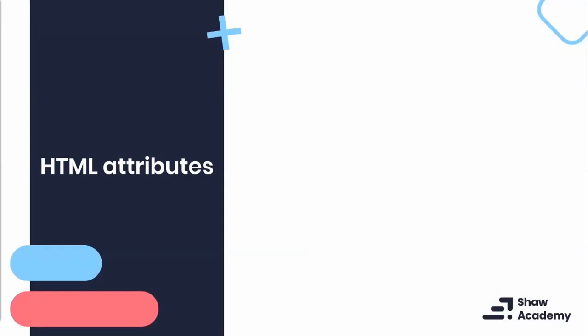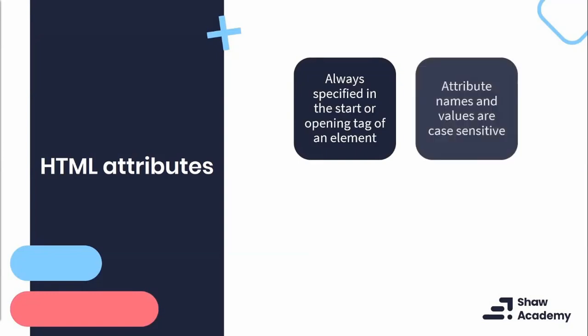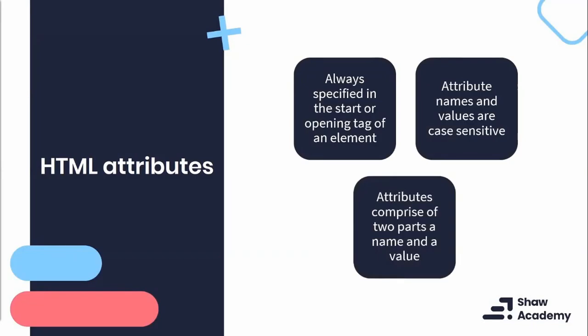Now, when it comes to attributes, there are a couple of things that we must keep in mind. The first is that an attribute is always specified and designated in the opening tag of an element. This is extremely important, okay? And then following this, attribute names are case sensitive, so you cannot use uppercase and lowercase as a mixture when you are specifying attributes. And then lastly, an attribute comprises two parts, and these are very important. The first part is the name of the attribute that you want to manipulate and the value that you are assigning to the name of the attribute.